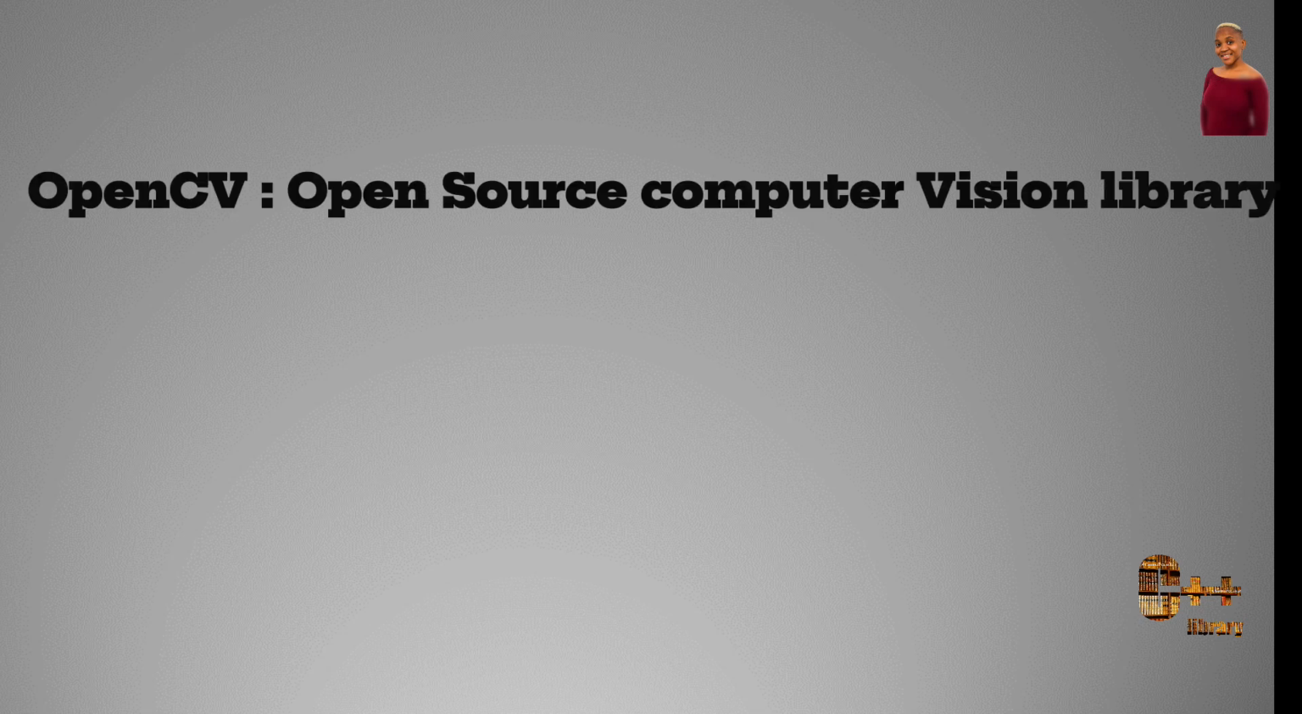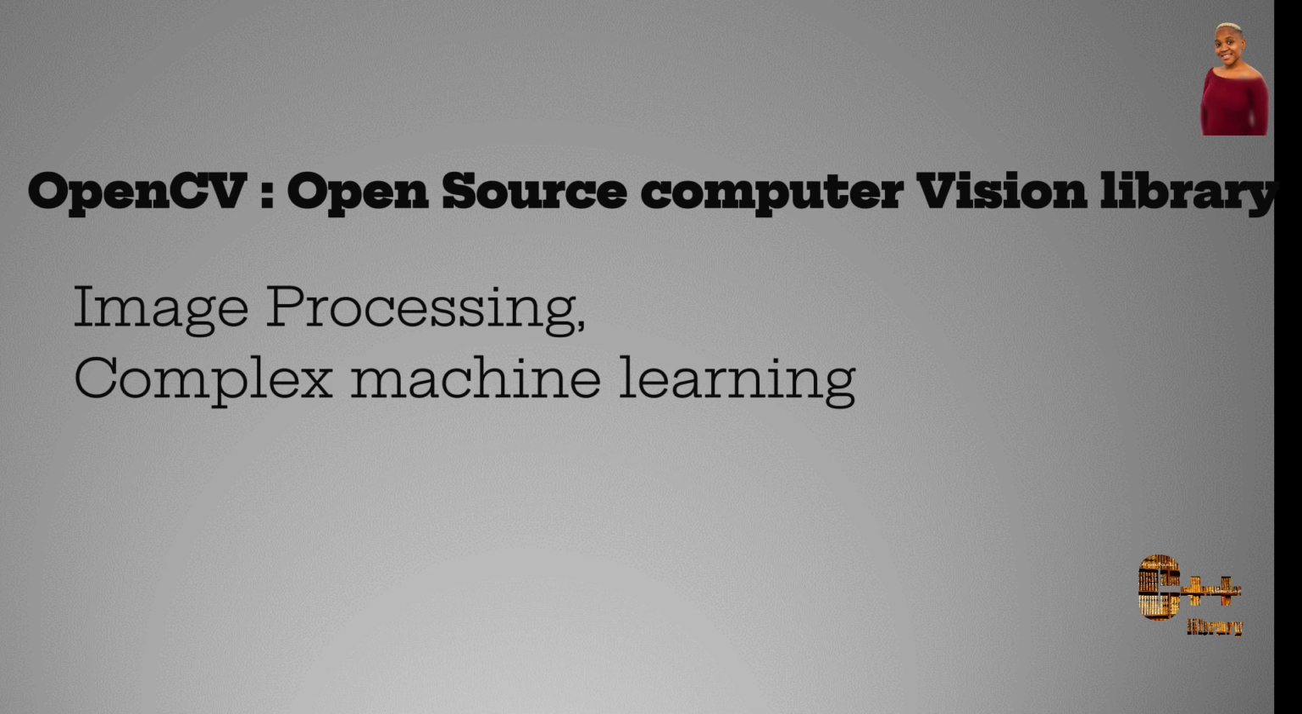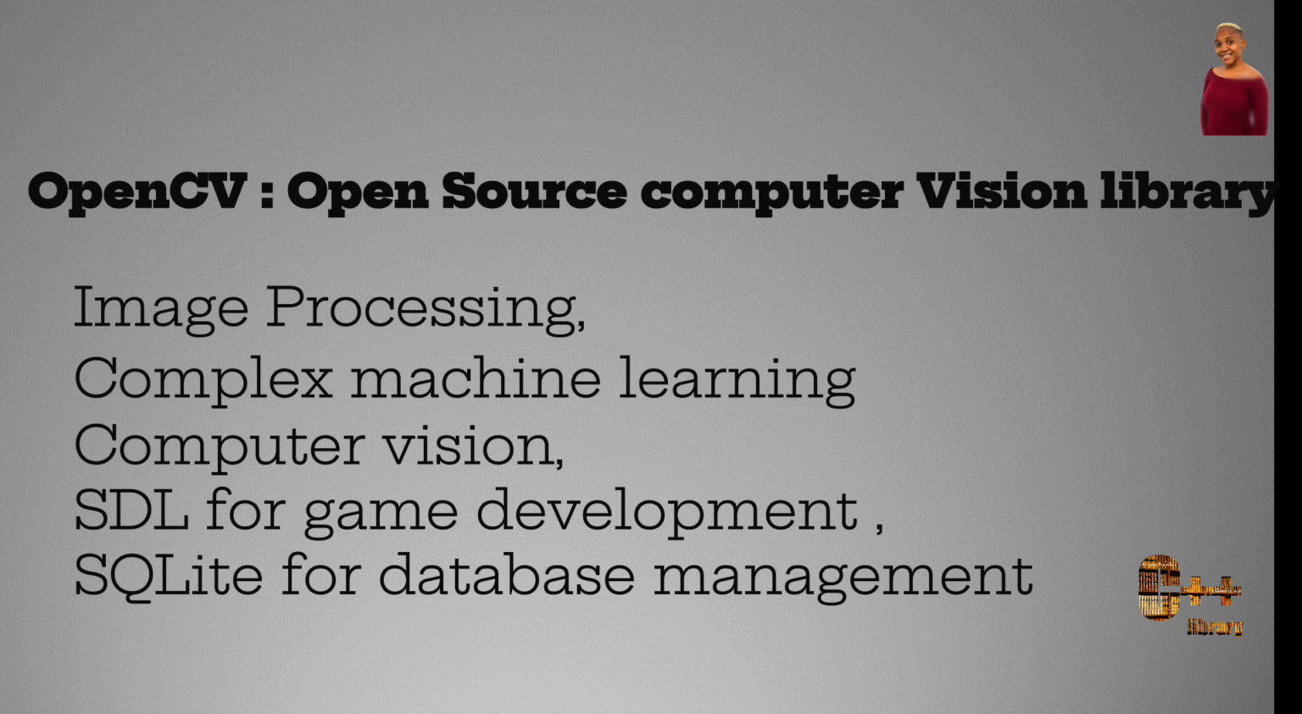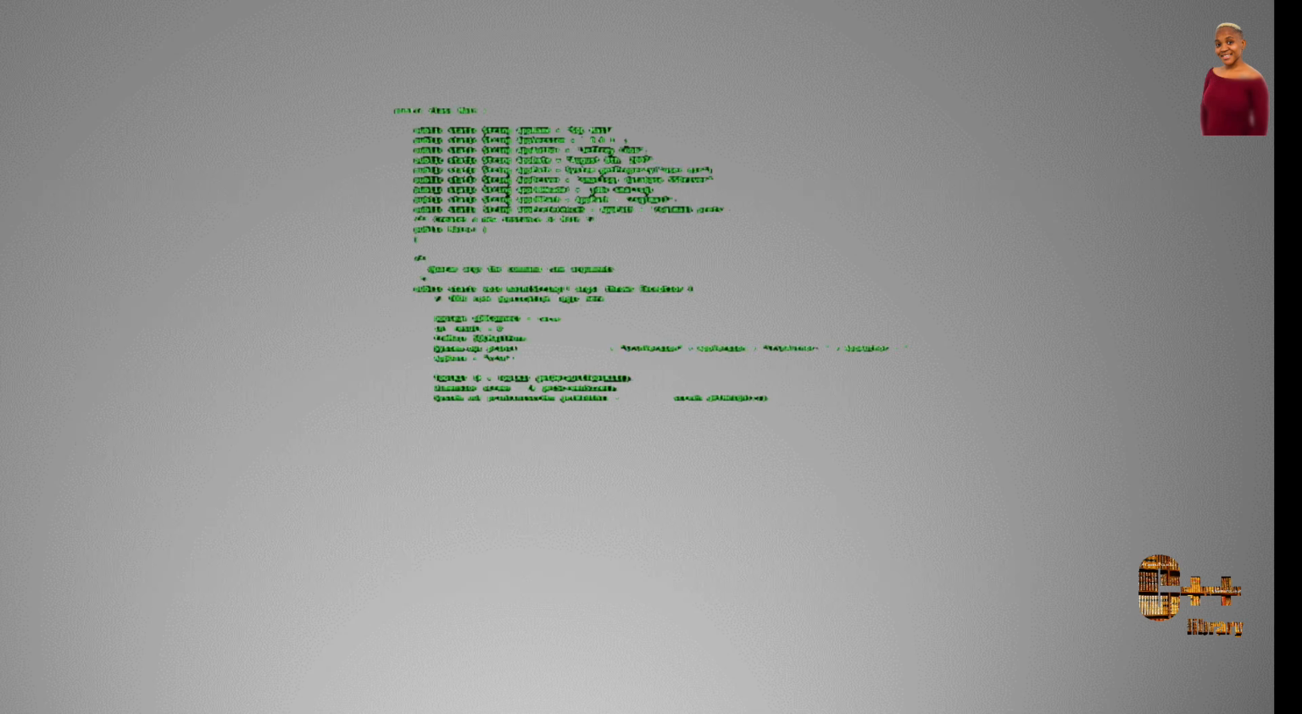It's an open source computer vision library, and it's used for a wide range of applications, from simple image processing to complex machine learning. The use of OpenCV library extends to computer vision, SDL for game development, and SQLite for database management, just to name a few. One of the most popular uses of OpenCV is for object detection and tracking. It can be used to identify and track objects in a video or a series of images. It can also be used for image enhancements and segmentation, as well as motion detection and tracking.